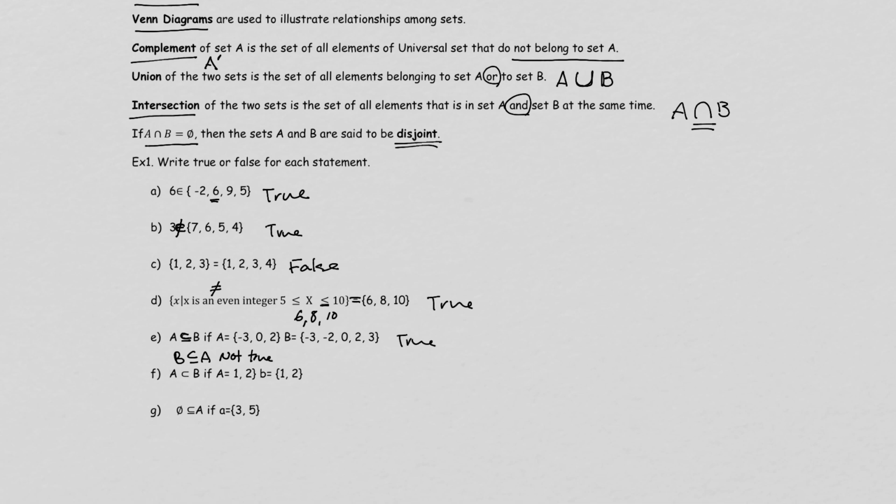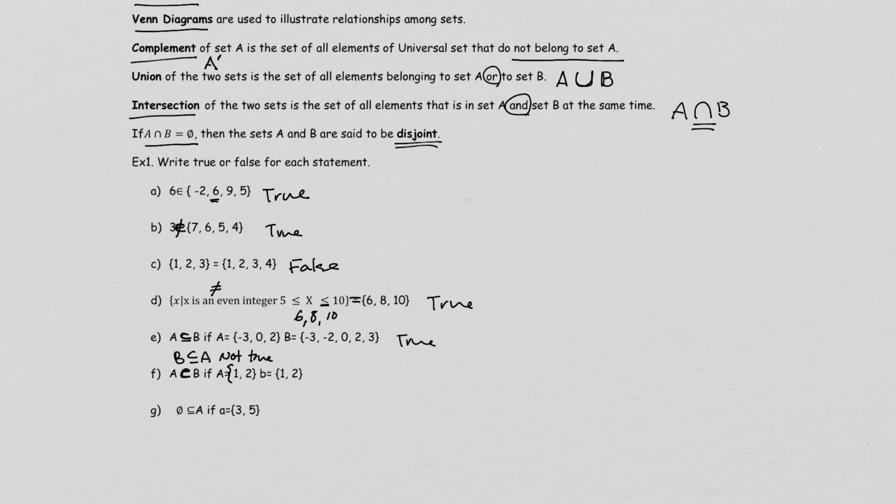Why? Because you have more elements in B, right? Okay, so then what about F? F is asking for proper subset. This is a proper subset. They're asking if A is a proper subset of B. Oh, we have missing braces.